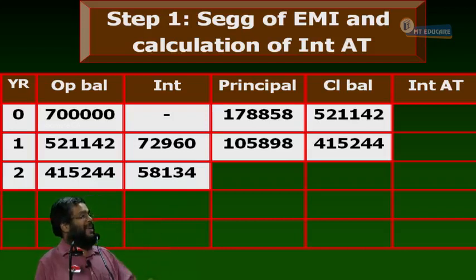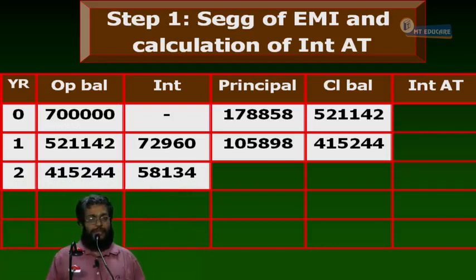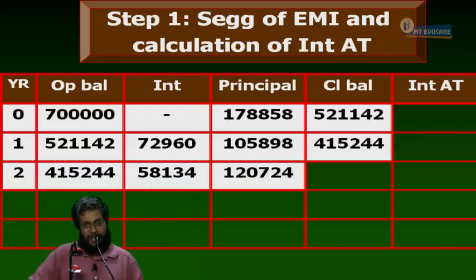Stop writing. I am giving which check? First or second or third? Third check. Third check for how much rupees? 178,858. In which the bank takes how much for interest? 58,134. And adjust for principal how much rupees? 120,724.